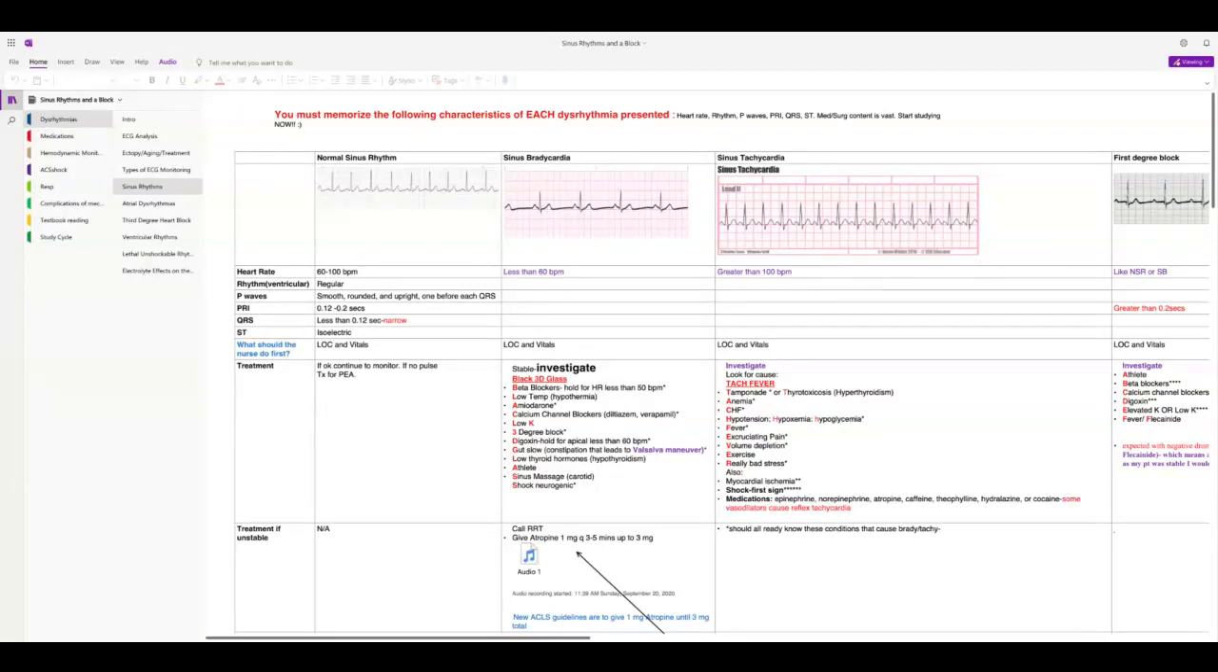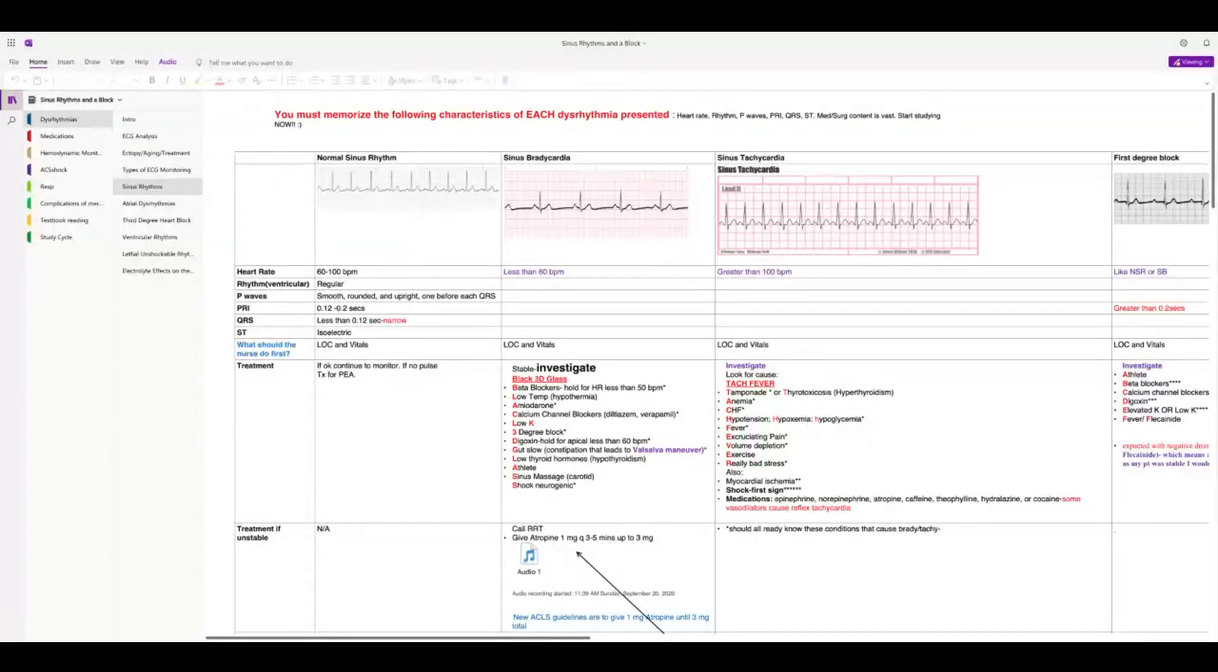Now, the reason I teach first degree block with the sinus rhythms is because it's not really a true block. The conduction just slows down through the AV node. The AV node is the gatekeeper. And the reason I teach it here, it's just easier because it actually is a sinus rhythm. It goes through the same channels, the same electricity gets produced, okay?